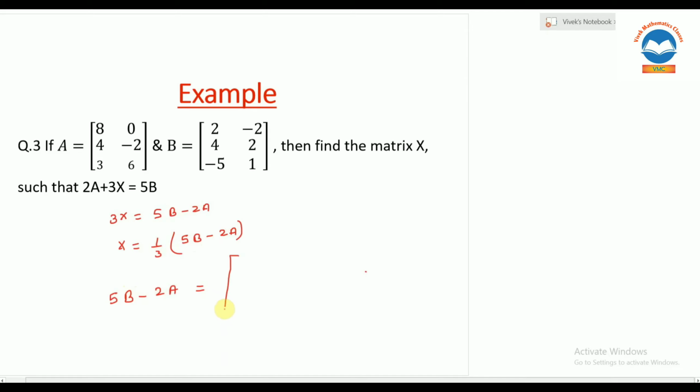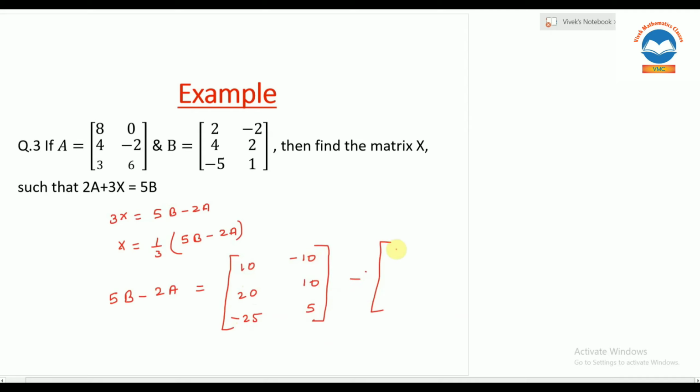So we will solve this. So 5b will be what? First of all, I will write 5b. In the B matrix, you have to multiply by 5. So 2 into 5 will be 10. Minus 2 into 5 will be minus 10. 4 into 5 will be 20. And 2 into 5 will be 10. Same like this, minus 5 into 5 will be minus 25. And next will be 1 into 5 will be 5. Okay, this we are getting 5b minus 2a.